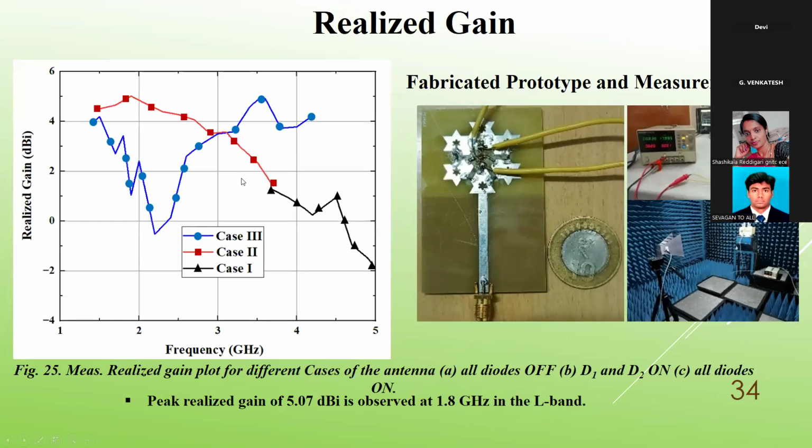So now consider the gain for the three cases. Different values we are getting. Mostly all are positive values, and here we have considered the peak realized gain of 5.07 dBi at 1.8 gigahertz, that is the highest value, for case 2. Other gain values can also be observed from this plot. And this is the fabricated prototype and measurement setup in our anechoic chamber.